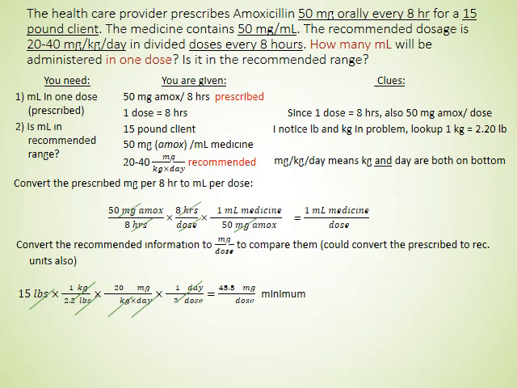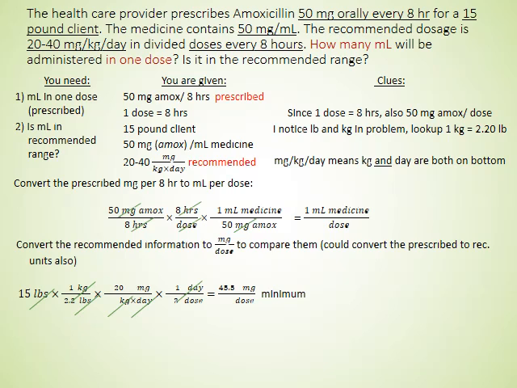I have to recognize that there are 3 doses per day. Of course, I could have said that there is 1 dose per 8 hours, and 8 hours or 24 hours in a day, but I just used some math and said 1 day is going to be 3 doses. And so if I do this conversion, I find out that for a 15-pound client, the minimum recommended amount would be 45.5 milligrams per dose, which is below 50 milligrams per dose.